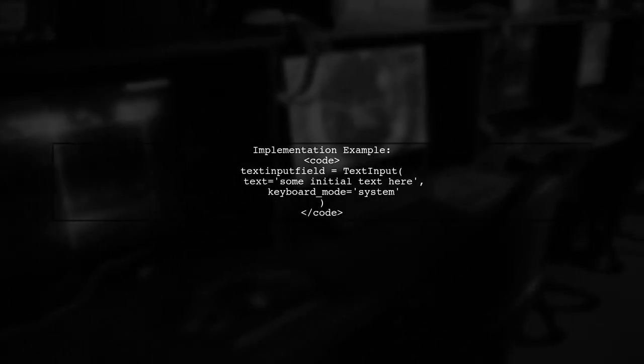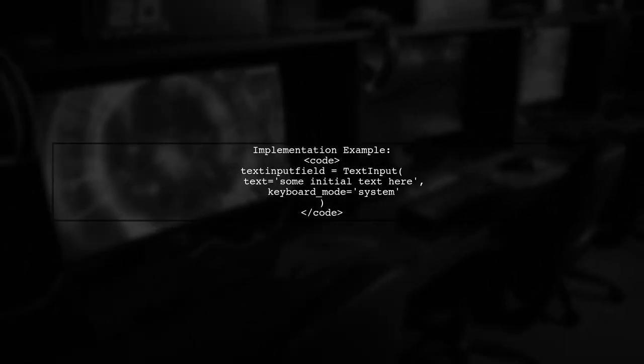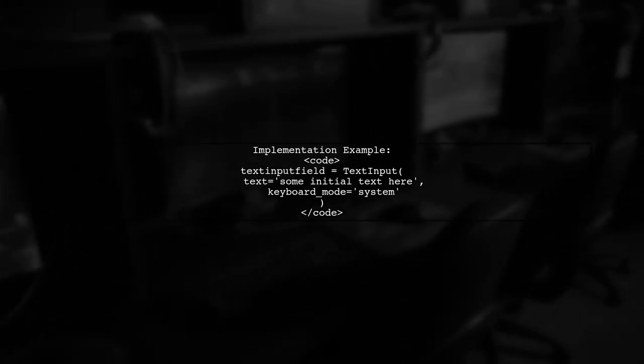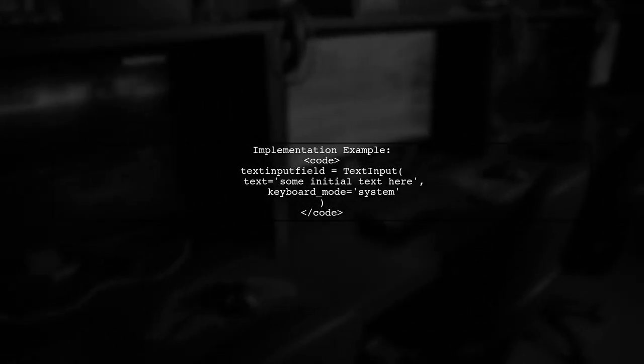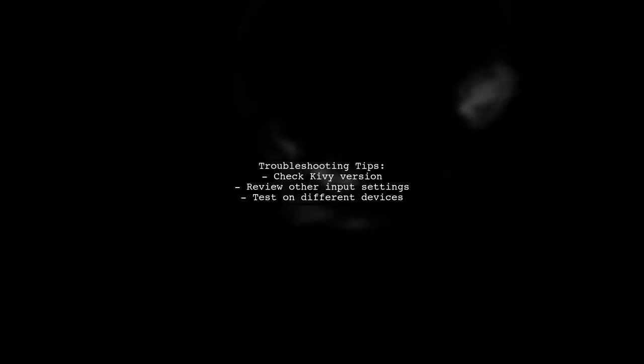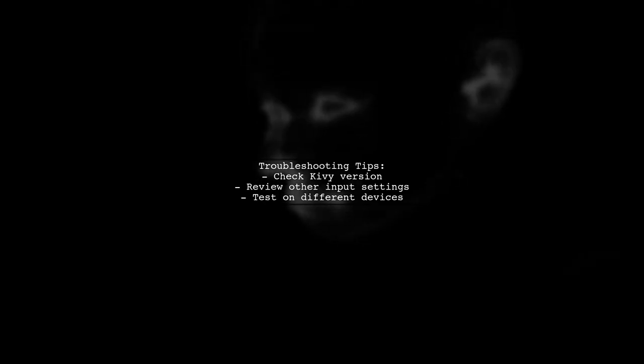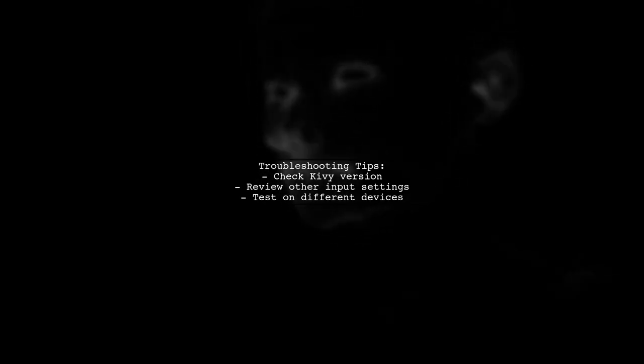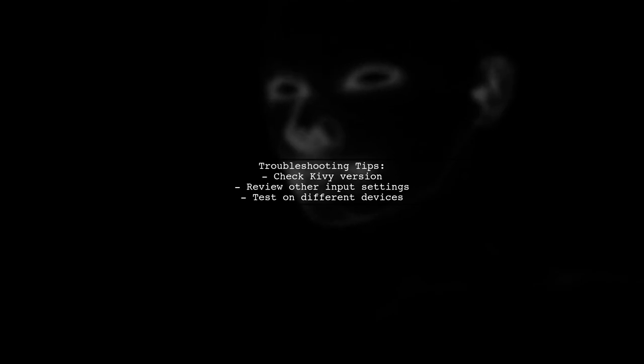Now let's implement this in your Kivy application. Make sure to replace the existing text input initialization with the new setting. After making this change, the virtual keyboard should no longer appear when the text input field is focused, allowing users to type using their physical keyboard. If you still encounter issues, consider checking your Kivy version or any other settings that might affect keyboard behavior.